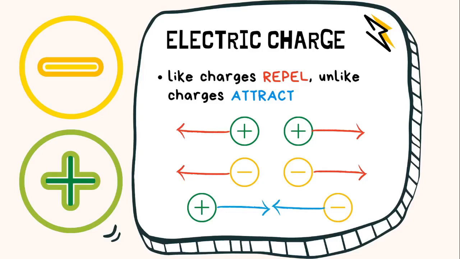Let's review the attraction and repulsion again. A positive charge with another positive charge will attract or repel? What do you think? Comment your answers below. Correct. Since both are like charges, they will repel each other. The same is true for two like negative charges. However, if the charges are unlike, a positive and a negative charge, both will attract each other.